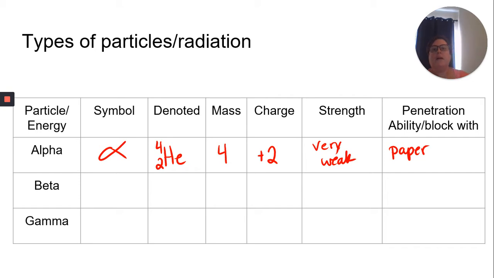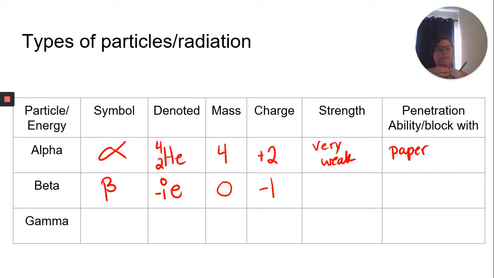Beta particles, the symbol is B with a tail. That's the Greek letter beta. In a reaction, it's symbolized by 0, -1, e. Notice this e is lowercase, so this is not an element. The mass is still in the upper left, so it's 0, and the charge is -1. All right, so what has 0 mass and a negative charge? An electron.